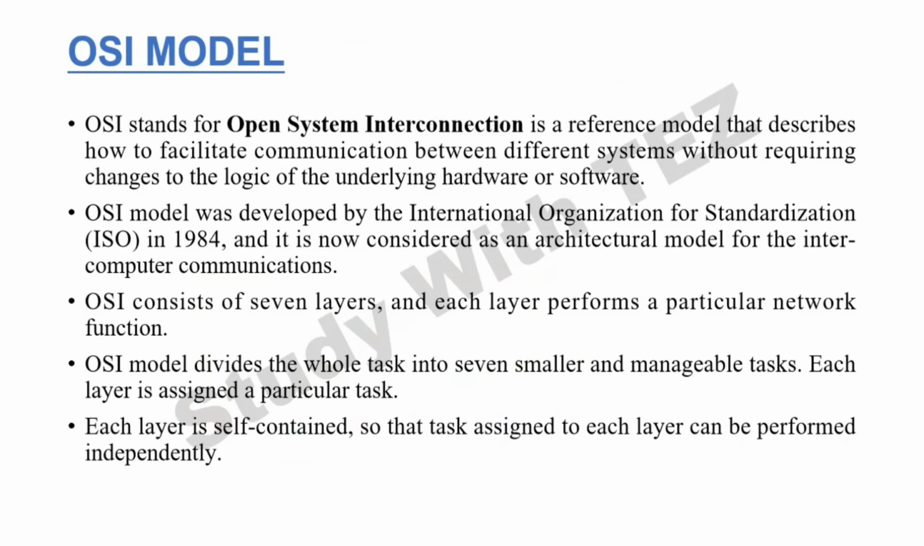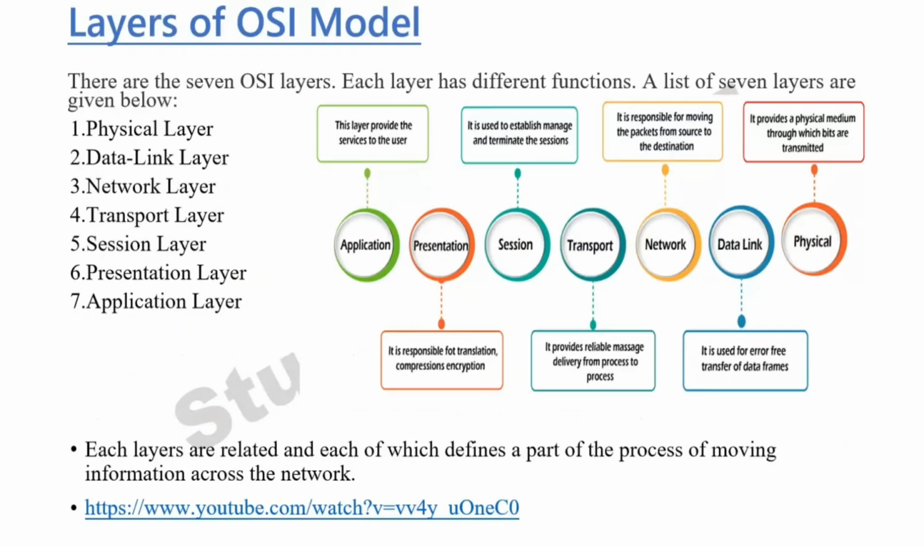Each layer performs a particular network function. It divides the whole task into 7 smaller and manageable tasks. Each layer is assigned a particular task. Each layer is self-contained, so that the task assigned to each layer can be performed independently. So the physical layer, data link layer, network layer, transport layer, and application layer remain the same. The two extra layers here are the session layer and the presentation layer.